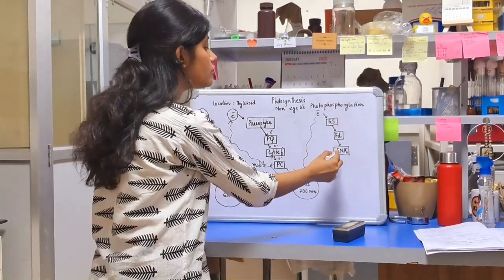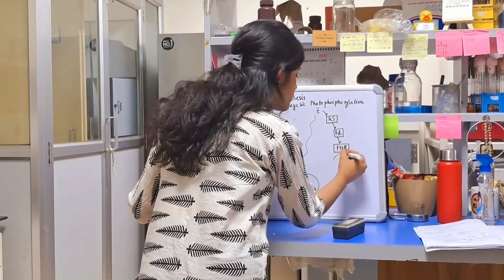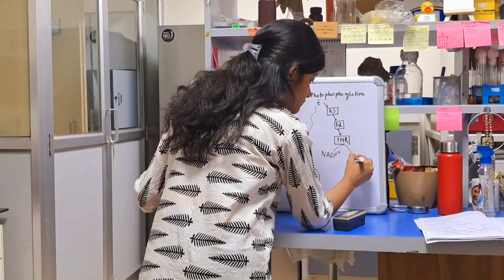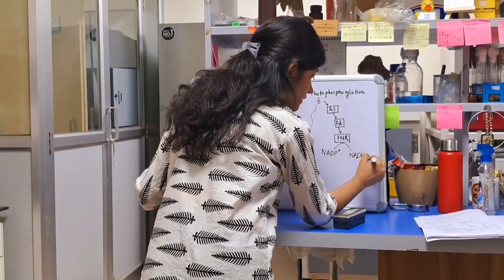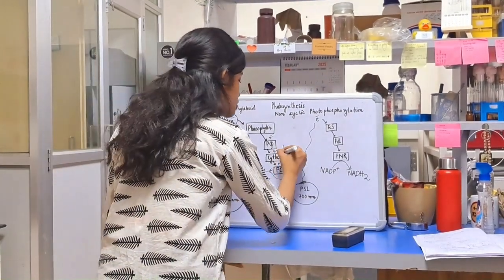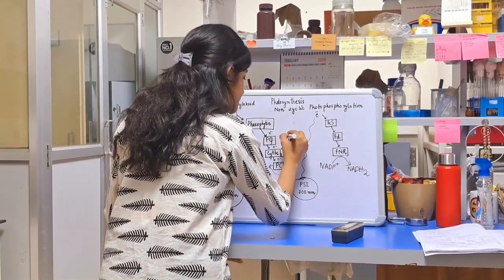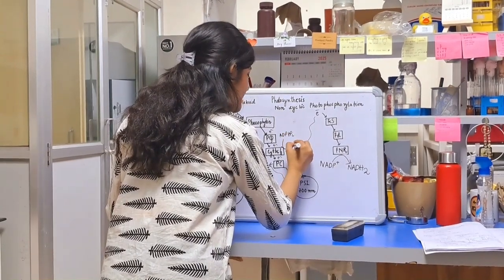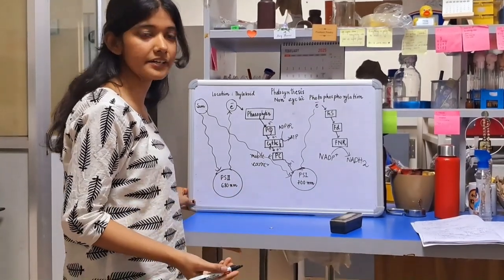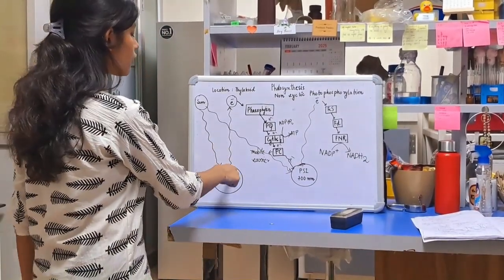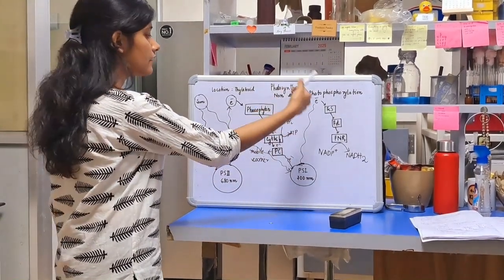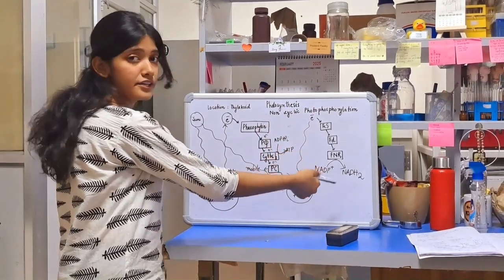What is FNR? This is ferredoxin NADP reductase. It will reduce the NADP plus to NADPH2, and this is how NADPH2 is formed in light reaction. Also there is production of ATP. The formation of ATP is dealt by a different concept called the chemiosmosis theory, which can be discussed later. Now if you see here, the electron is getting excited, flowing through a series of electron carriers, and finally goes to FNR, then NADPH2 is formed.